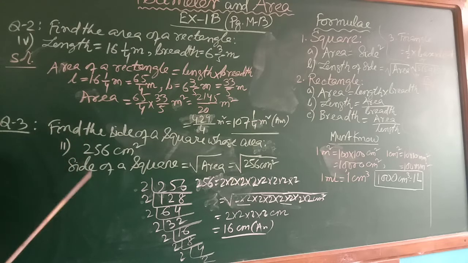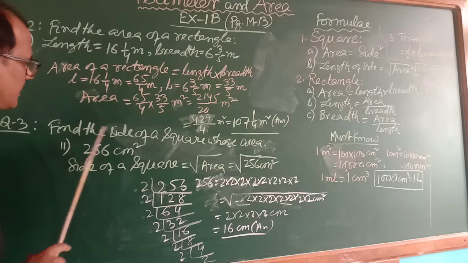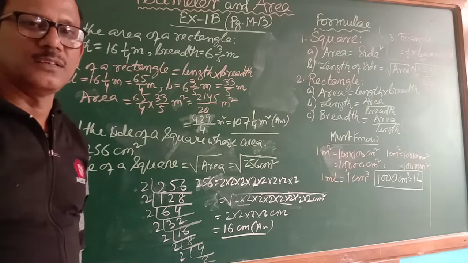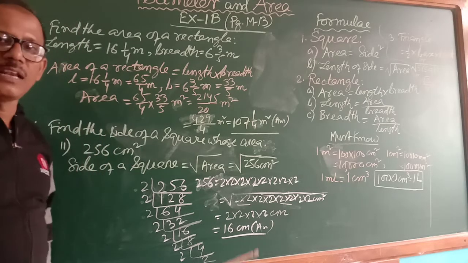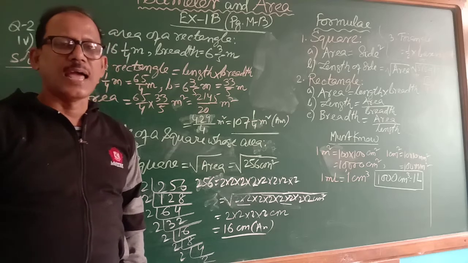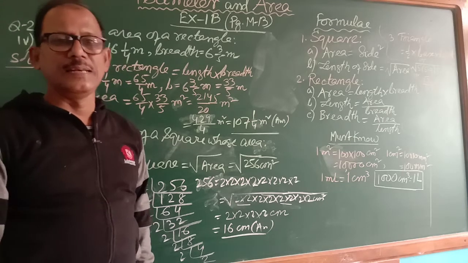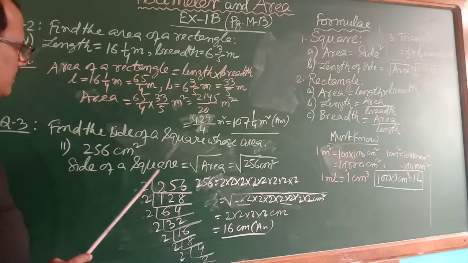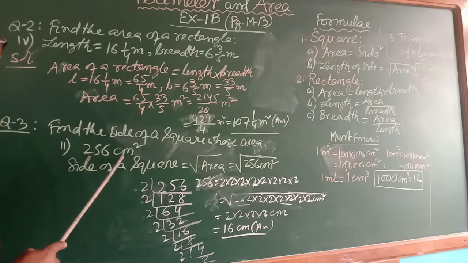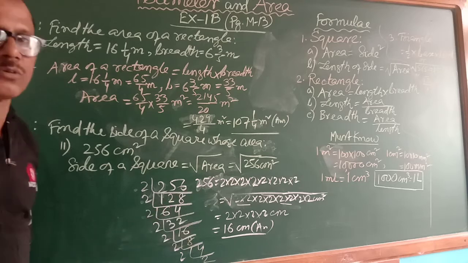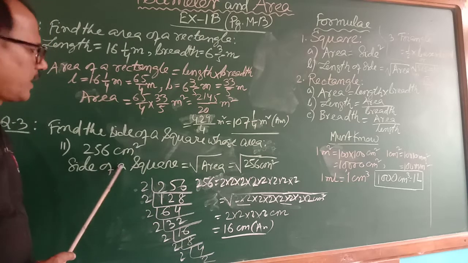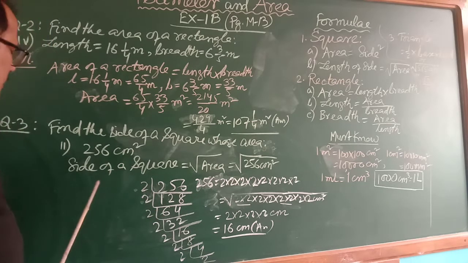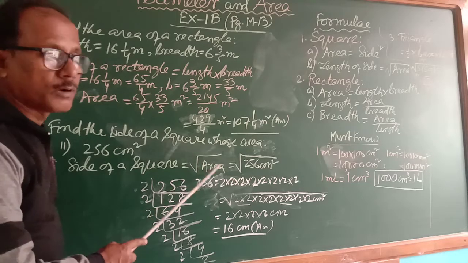Now, question number 3 I have taken for a square. The area is given and you need to find out the side. Here the root over value comes. Whenever the area of a square is given to you and you need to find out the length of any of the sides, then it will be root over of area. That is why it is given: 256 centimeter square is the area of a square. You need to find out its side, the length of one side. The length of one side of the square will be root over of area.